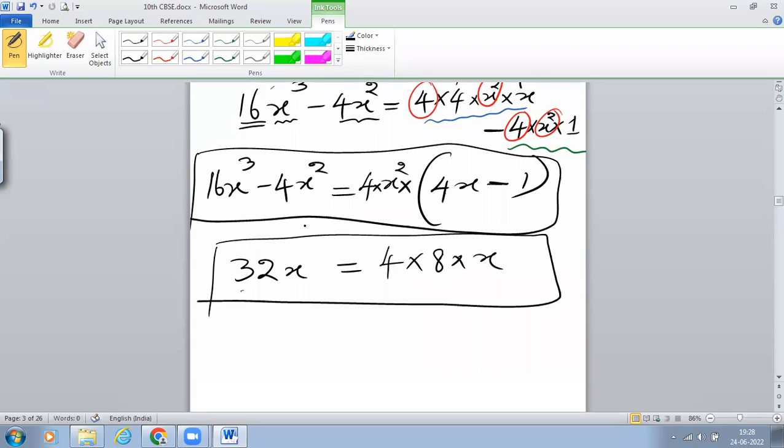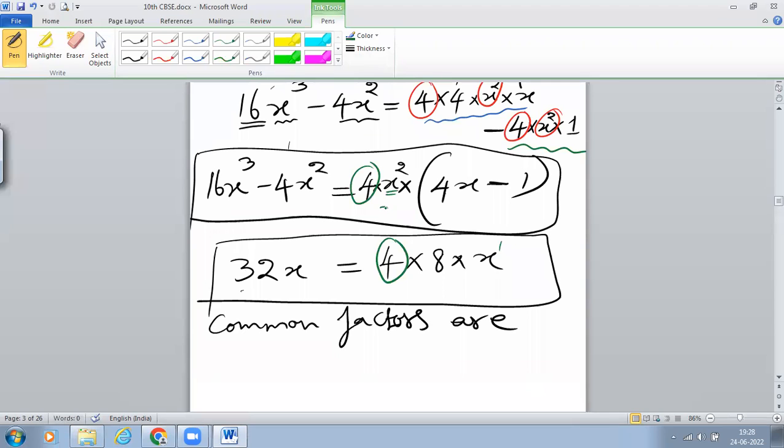Now you have to tell me what are the common factors of these two. 4 and x. Very good. Listen carefully. Here also 4 is there, here also 4 is there. x square means x into x. Here we have x power 1. So here there are 2 x's, here there is 1 x. So for these two terms, only 1 x is common.